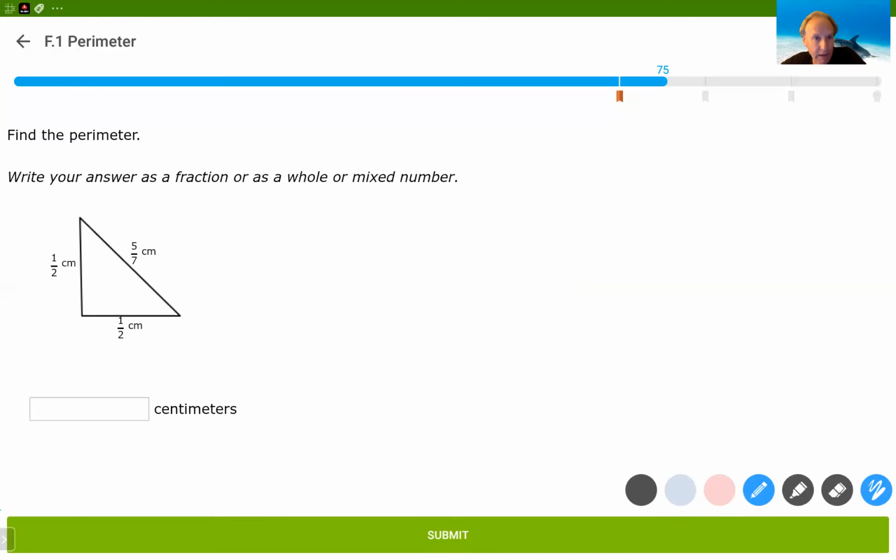This time we're adding the sides of a fraction. Our common denominator is 14. So we have 1/2, which is 7 over 14, plus 7 over 14, plus 10 over 14. I just got a common denominator. You take the 1/2 and multiply it by 7 over 7. You take the 5/7 and multiply it by 2 over 2. We add this up and you get 24 over 14.